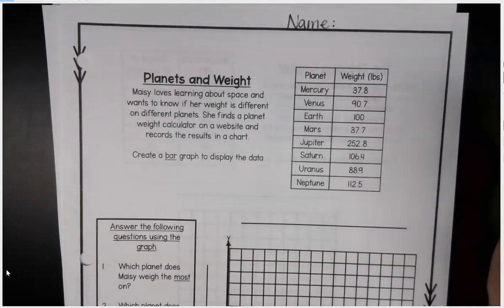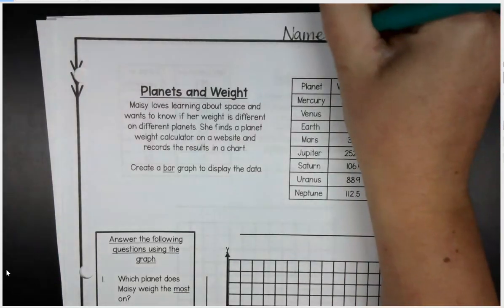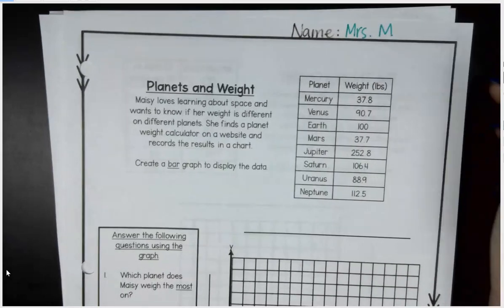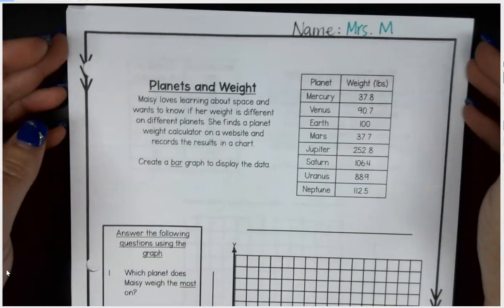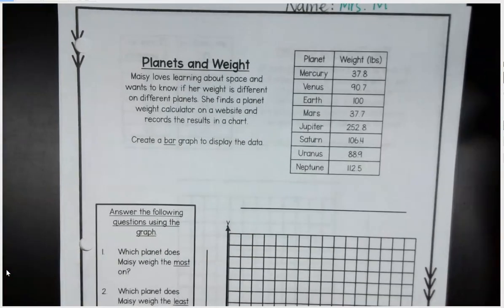Up at the tippy top, this time I remembered to write name before I made 170 copies, so I'm going to write my name. Obviously, you're not going to write Miss M because you are not me. You're going to write your name there. We have a graph here that we're going to work through. I'm going to get you guys started.